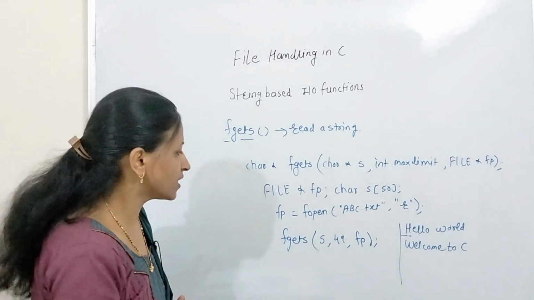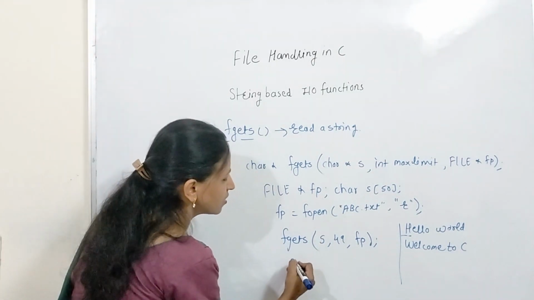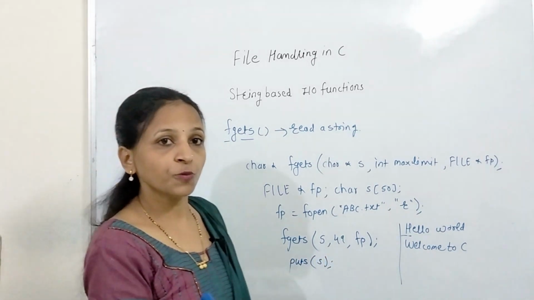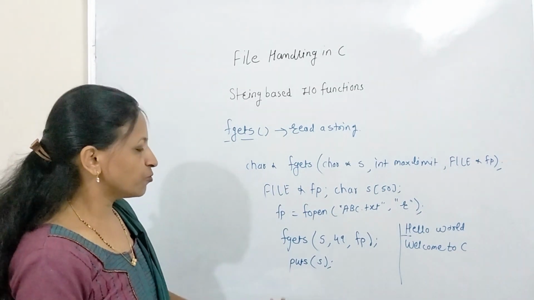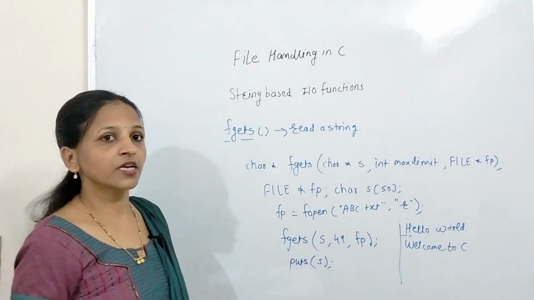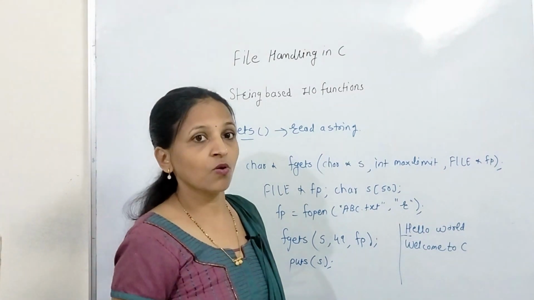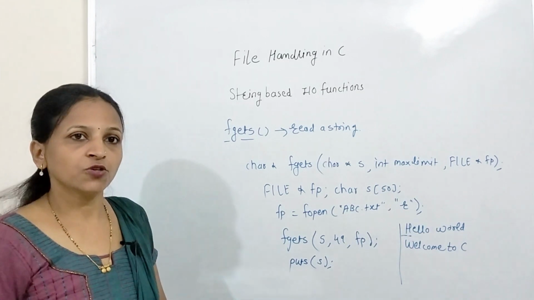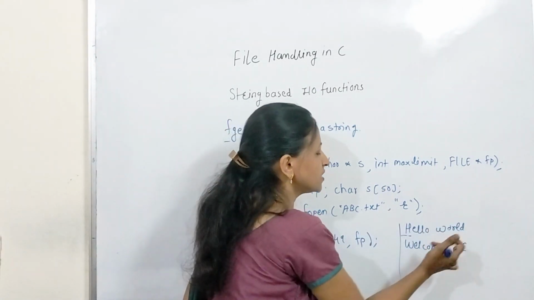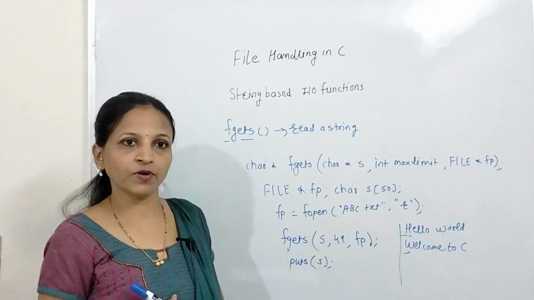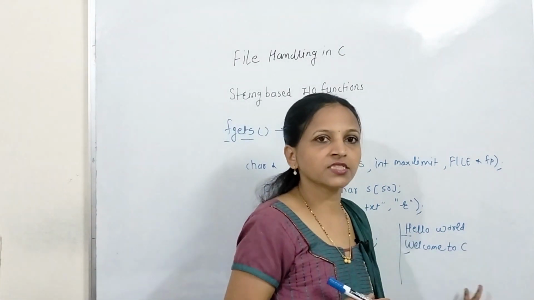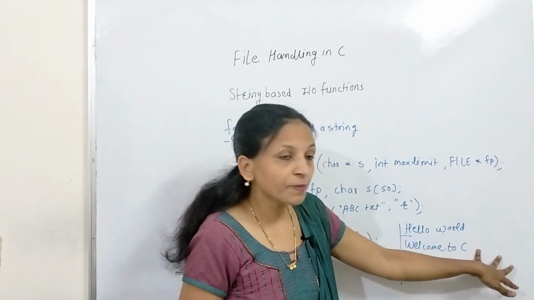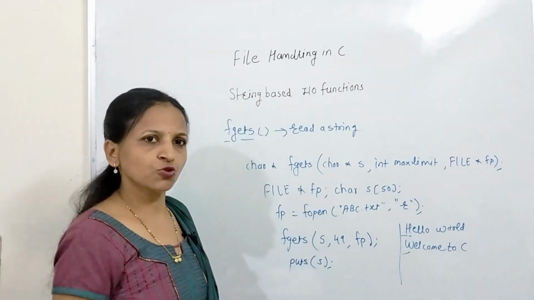Then we can display that s with the help of the simple puts function. We have seen this unformatted IO function to display a string to the output screen. That puts function we can use, or we can again use printf %s comma s, to display the string onto the output screen. Whenever it reads that string, the cursor will automatically shift to the new line. Again it will read the next string, and the next, and so on until it reads the last string. Then at the end of that string there is an EOF character, and it will stop reading.